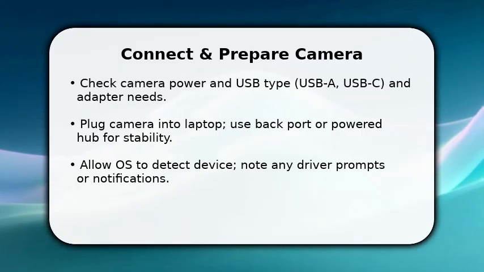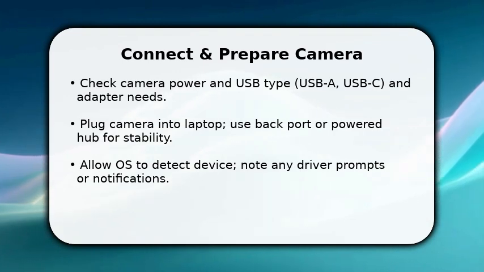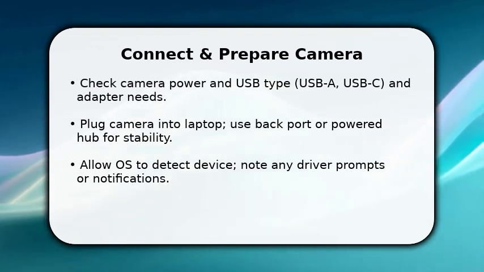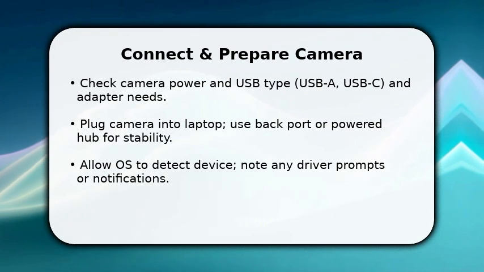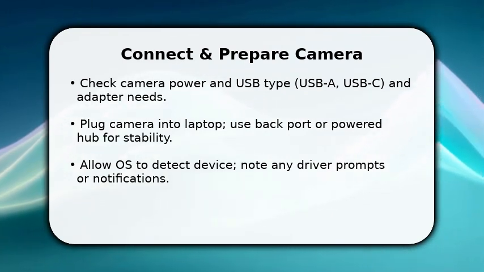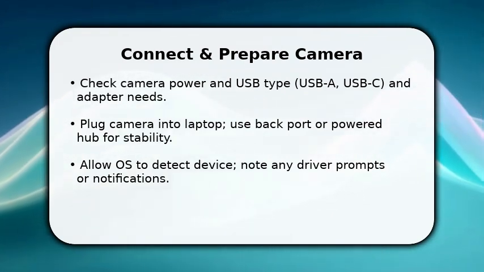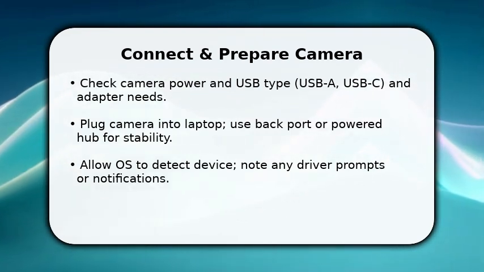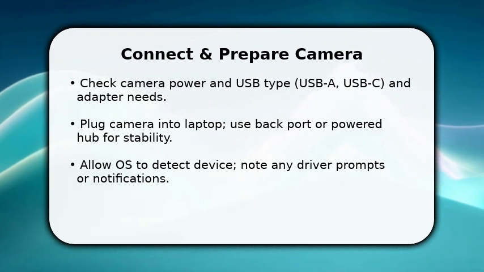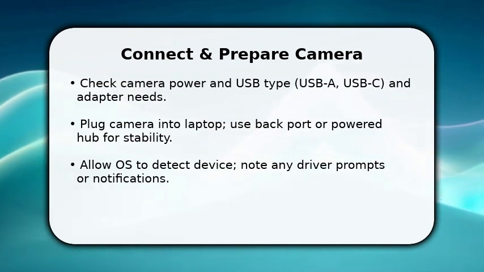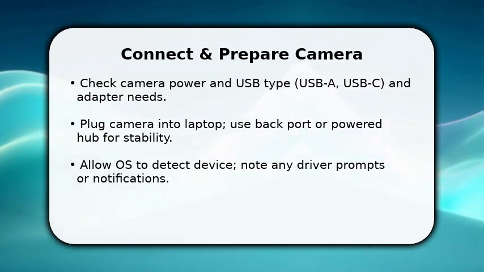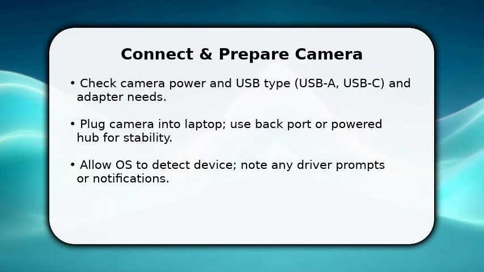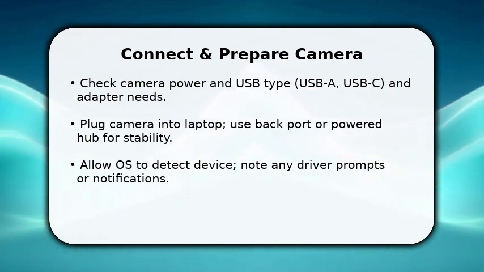You start by confirming the camera is powered and the correct USB type. This matters because adapters can block data. Once connected, use a rear port or a powered hub to avoid flaky power. Make sure your laptop displays a detection notification. If it asks to install drivers, allow it. You'll want to pause until the device shows ready. This first step prevents connection errors and saves time when you move to software configuration.